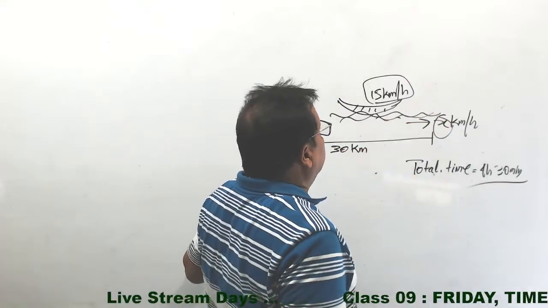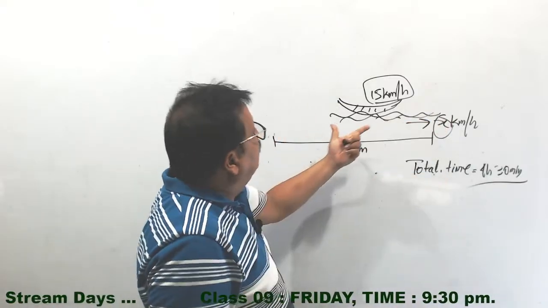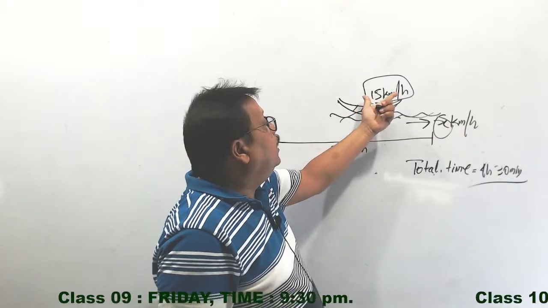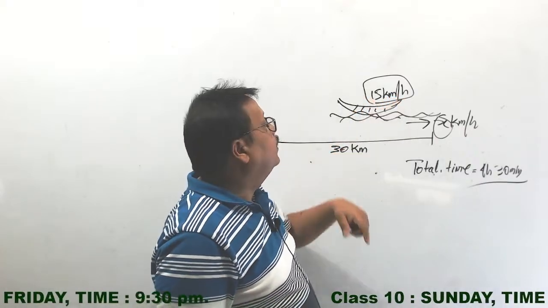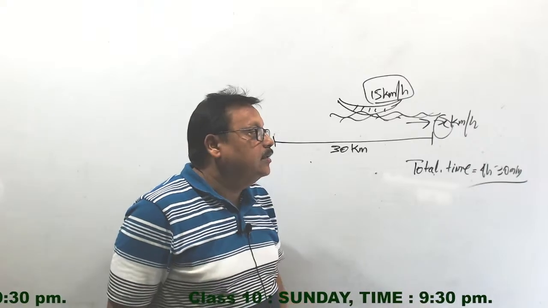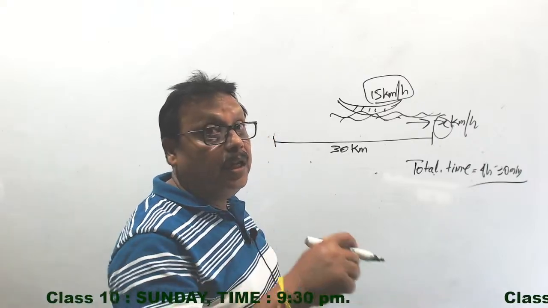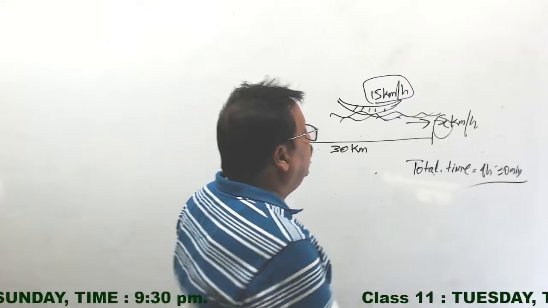Okay. Now, the boat speed in the still water is 15 kilometer per hour. It is given. Now, there are two cases. One is upstream and the other is downstream. Total time.